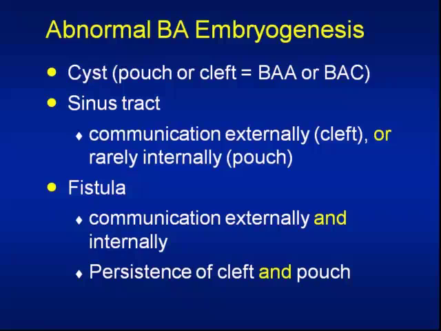And then are these branchial cleft cysts, or are they branchial pouch cysts? Some of them come from a cleft, some of them come from a pouch. I don't always remember, so I actually like to call these branchial apparatus cysts or branchial apparatus anomalies, and then I don't have to remember which is a cleft and which is a pouch.